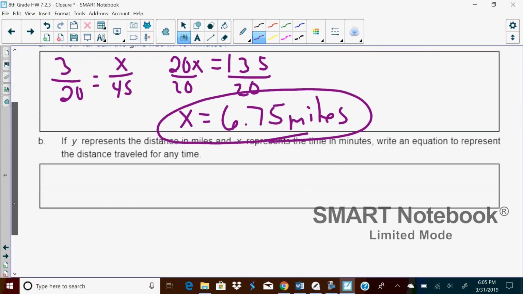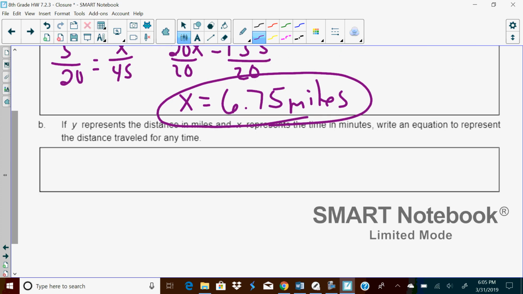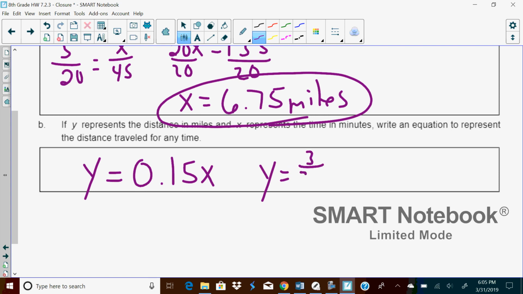B, if y represents the distance in miles and x represents time in minutes, write an equation. So I did y equals, so if you did 3 divided by 20, you'd get 0.15. So it's 0.15x. Or you could have y equals 3 over 20x. Either one is correct.